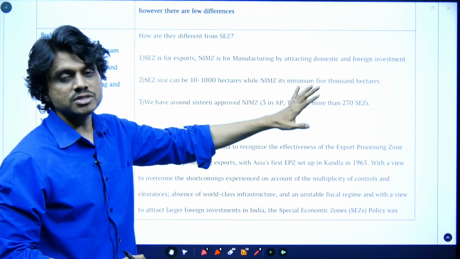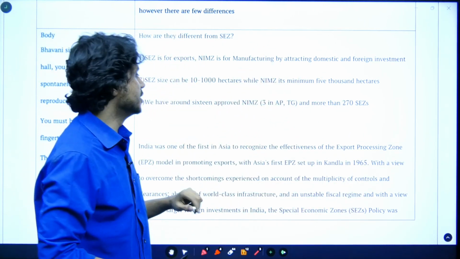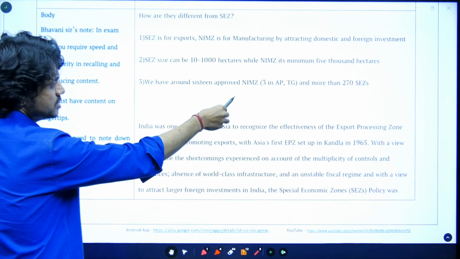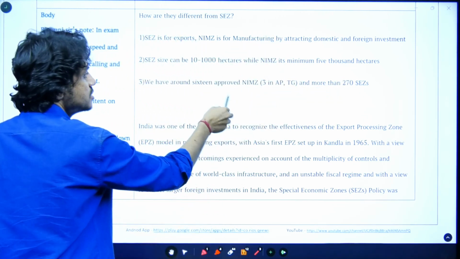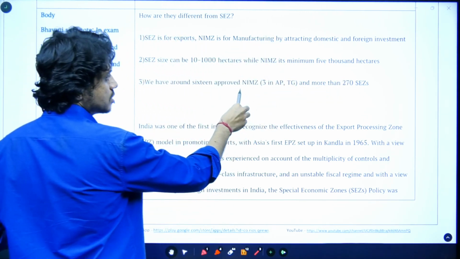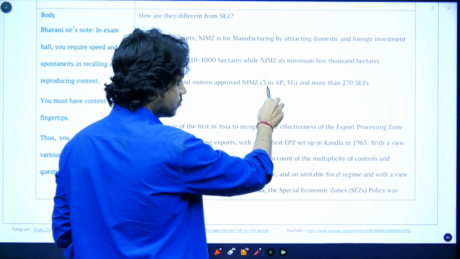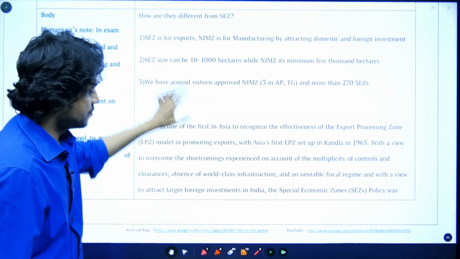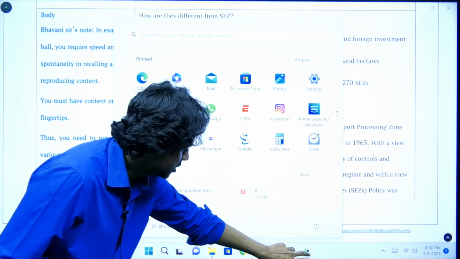Its maximum size is not given. It can be very big in nature. I'll explain this in detail. We have around 16 approved NIMZs because the size is bigger, so we cannot have them in hundreds like SEZs, while NIMZs are limited in nature, 16, with 3 in Andhra Pradesh and Telangana, because it is in Andhra Pradesh that we have to know. These are the differences. Let's try to understand a little bit more.